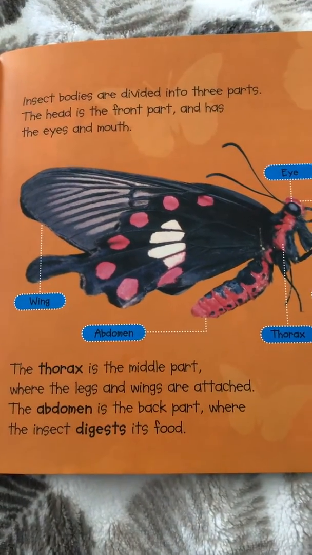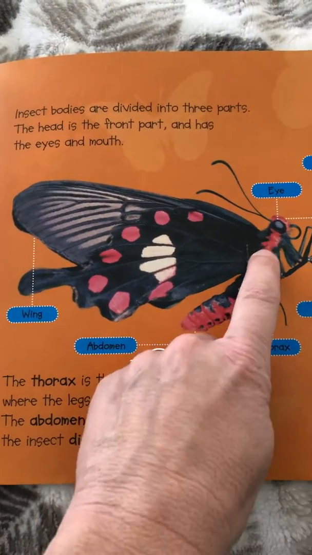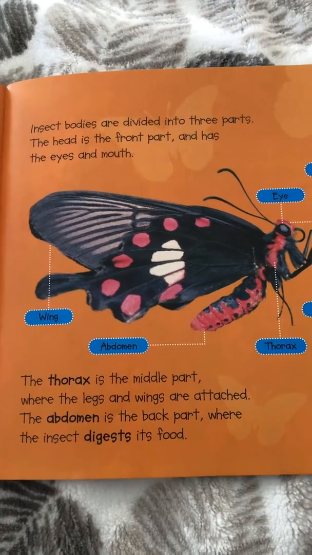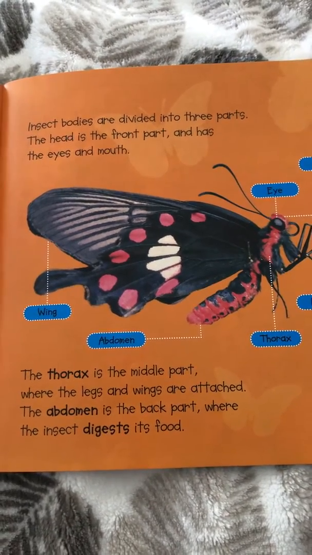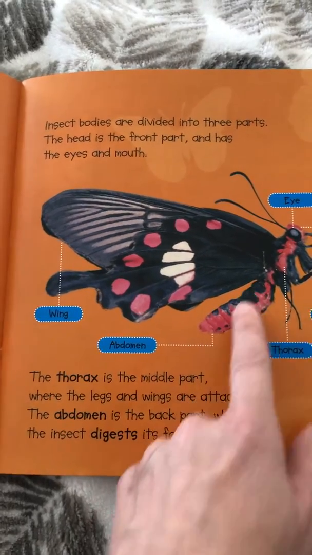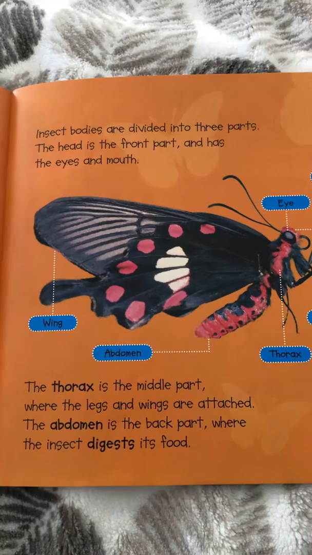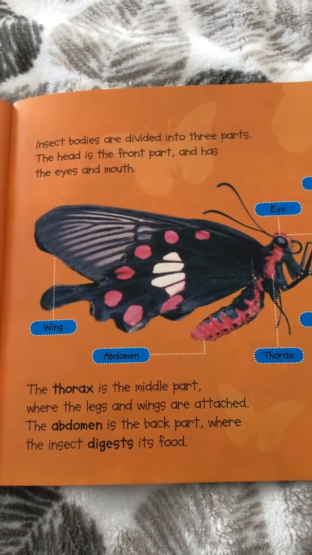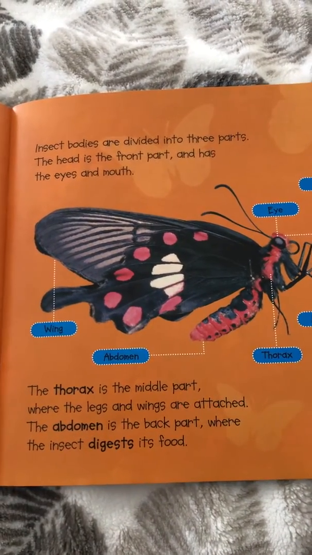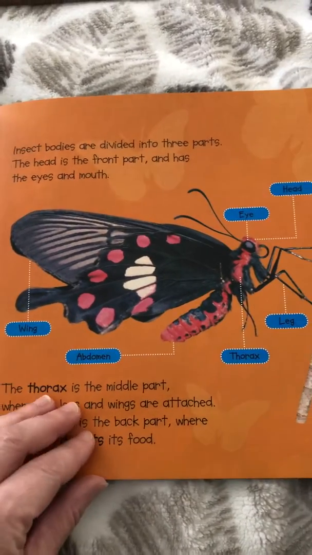The thorax is the middle part, that would be this part, where the legs and wings are attached. The abdomen, that's this part right here, is the back part where the insect digests its food. So all the food that it eats, it gets digested. It's kind of like your tummy.